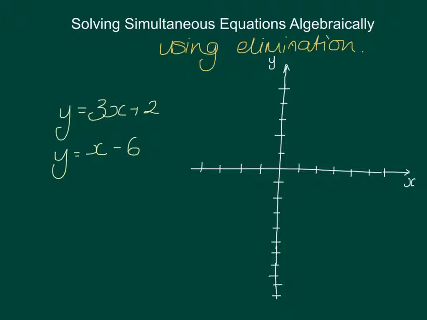So what we're going to do is get rid of one of the variables, x or y, find out the value of the other one, the one that's remaining, and then use that to find the value of the y or the x. But the first thing I'm going to do is draw these two graphs.